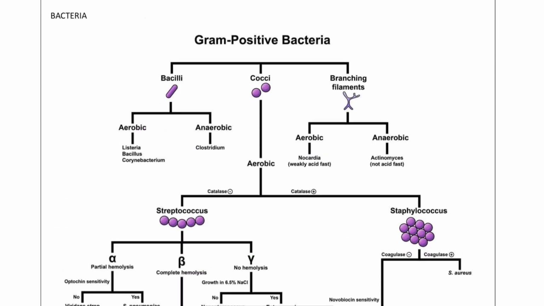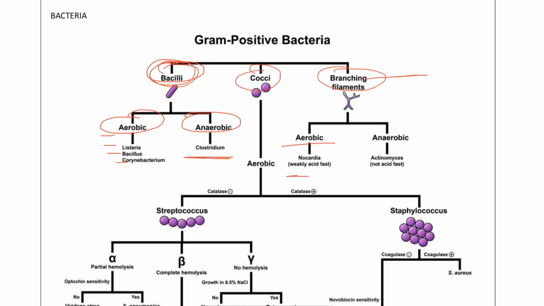Bacteria classification, as we discussed: bacilli, cocci, branching. What are the examples of the bacilli? Aerobic and anaerobic. Anaerobic type is the Clostridium. Aerobic type will be the Listeria, Bacillus, Corynebacterium. Next, branching filament aerobic: Nocardia. Anaerobic will be the Actinomyces.